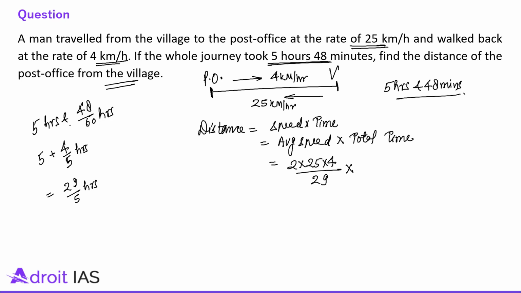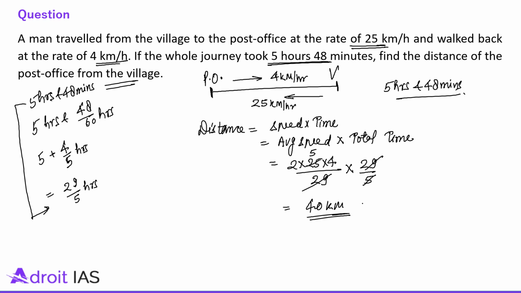So 5 hours and 48 minutes is equivalent to 29 by 5 hours. The 29s cancel, and the 5s are left. So 2 into 5, 10, 10 into 4 is 40. So 40 kilometers is the entire distance covered. But 40 kilometers is not the answer; it is the entire distance covered.